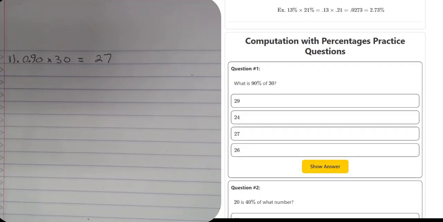And that makes sense because if you think of it, this is less than 1, right? This is a decimal. So our number should be less than 30. If 30 is the whole, 90% of the whole should be less than the whole.